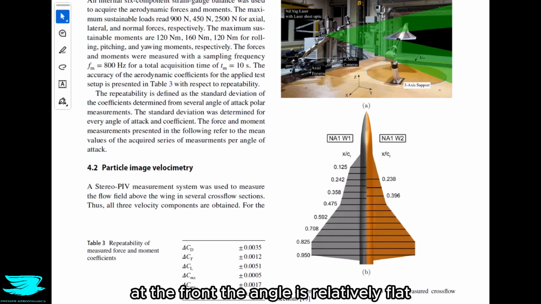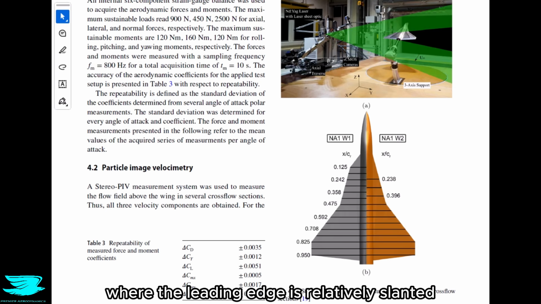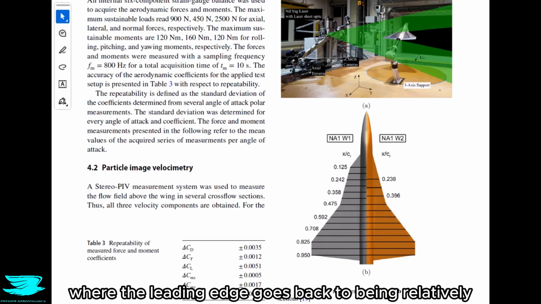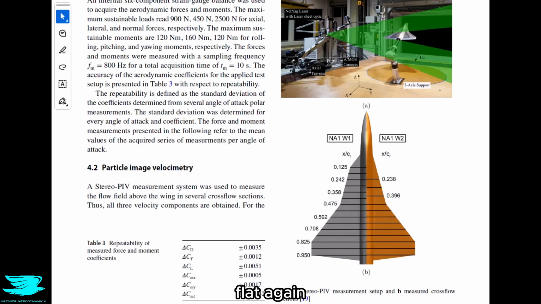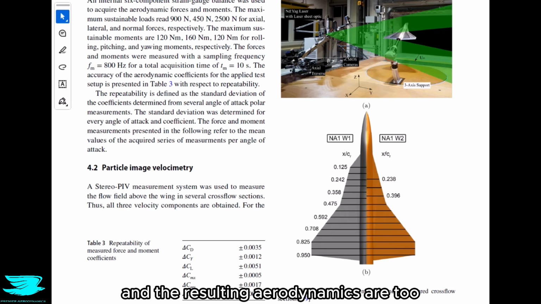The gray geometry has 3 distinct angles to its wing's leading edge. At the front, the angle is relatively flat. Then there is this middle section where the leading edge is relatively slanted. Then the rest of the wing where the leading edge goes back to being relatively flat again, although it is still quite slanted. So the design is quite complicated, and the resulting aerodynamics are too.